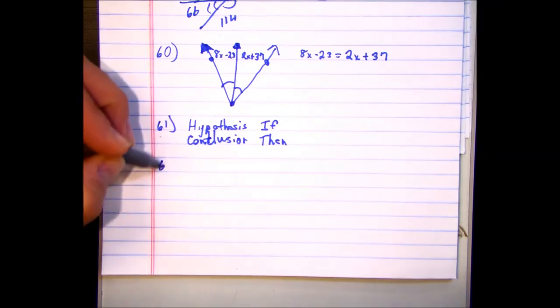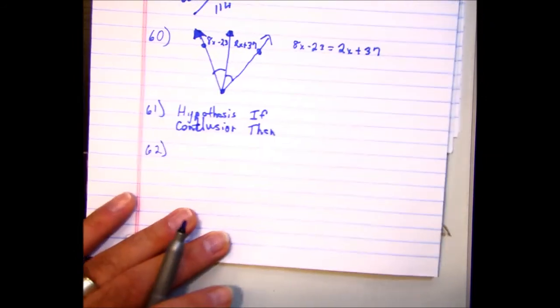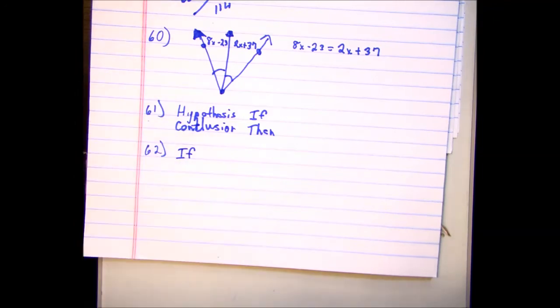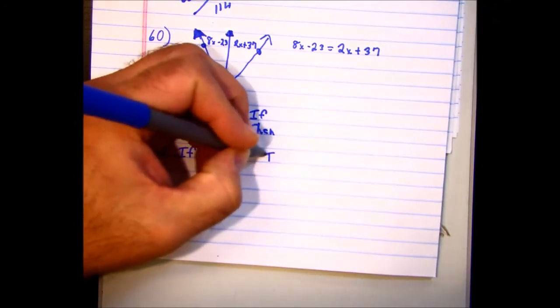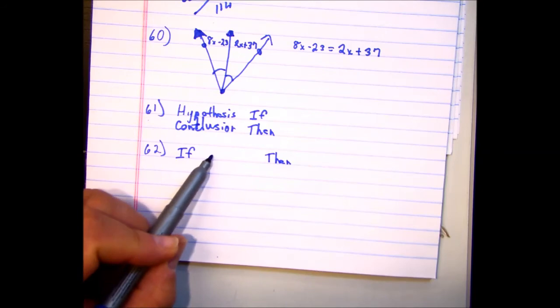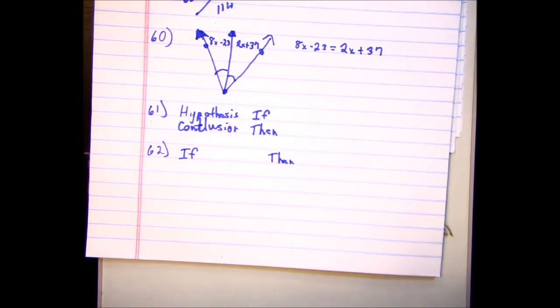62 says write an if-then statement. It says all triangles have 3 sides. So if, and then. So hopefully you know the subjects are triangles and 3 sides. So if you are a triangle, then you have 3 sides. Whee! Good job.